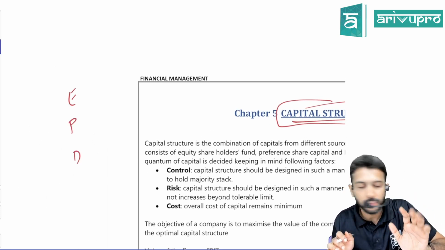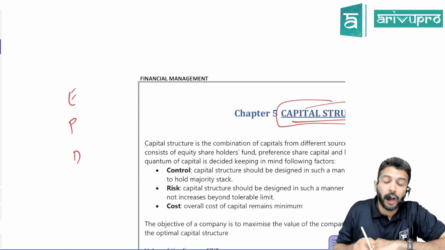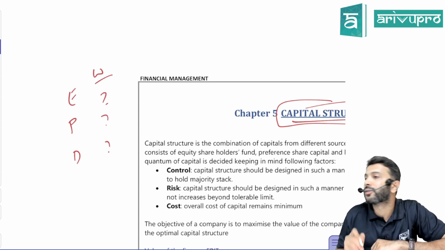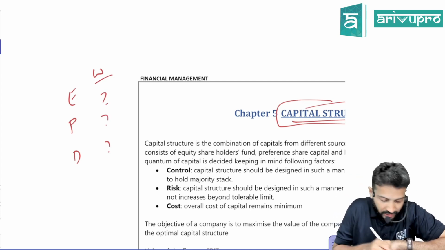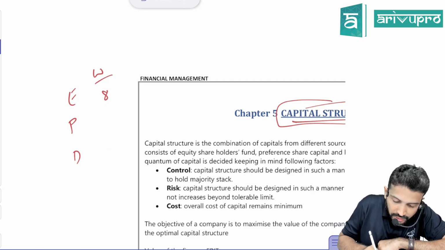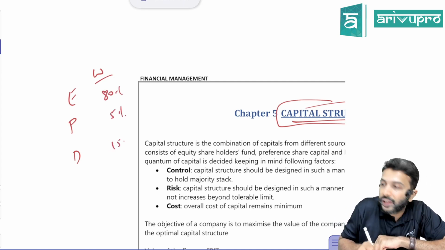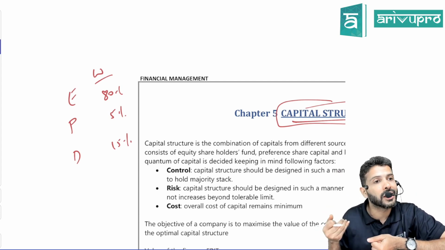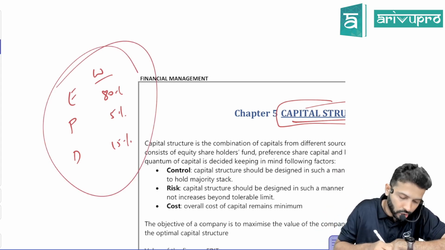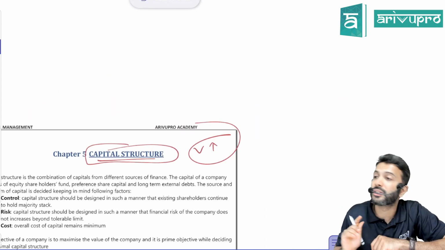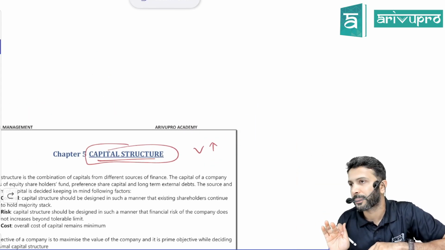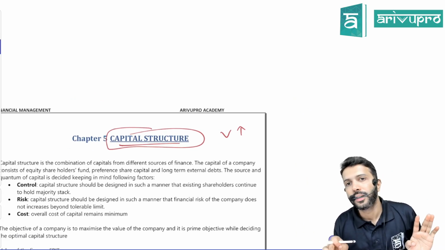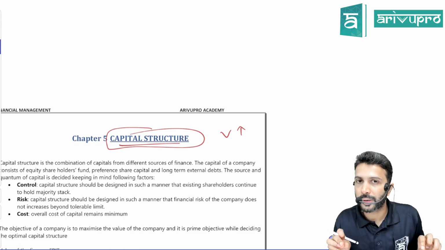This chapter is trying to say how much weightage should be given to equity, how much to preference shares, how much to debt. Meaning equity should be 80%, preference share should be 5%, debt should be 50%, or equity should be 10, preference should be 10, debt should be 80. What should this combination be so that the value of the firm is maximized? That is what we are trying to achieve in this particular chapter. This is the objective or overview of this topic.